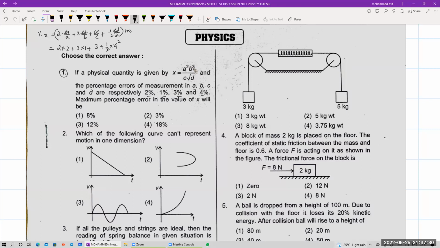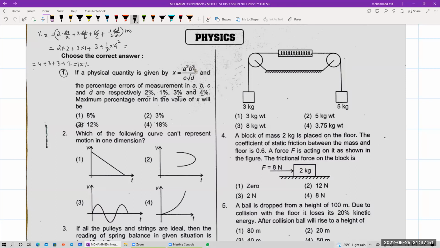तो 1 जा ये हो जाएगा 2, 2 ये हो गया 2, 2 जा 4 plus 3, 1 जा 3 plus ये हो गया 3 plus ये हो गया 2. कितना हुआ बेटा, 4 plus 3 plus 3 plus 2, so that will be equal to 12%. So 12% will be the answer for this.